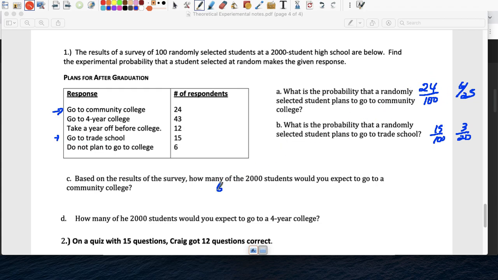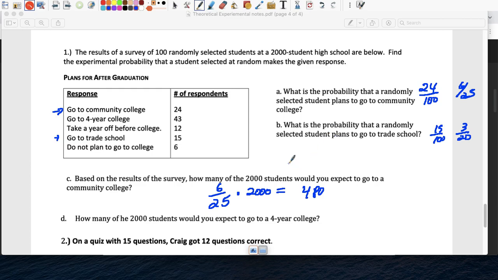So use a simplified version. 6 out of 25 said, I want to go to community college. But if you take that percentage and multiply it by 2,000, we can simplify: 2,000 divided by 25 times 6. We're going to get 480 students who will go to community college.